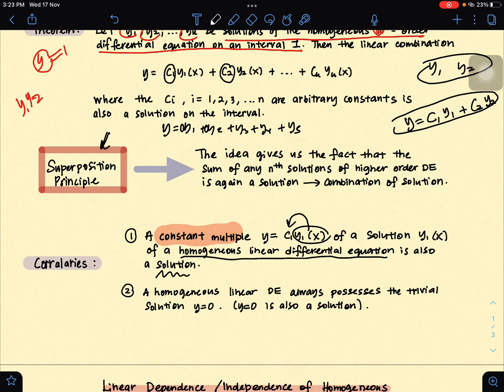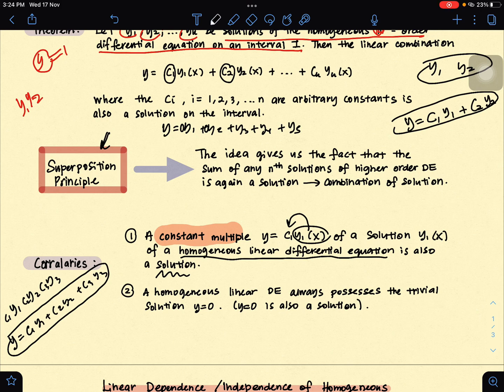Macam saya cakap tadi lah. Okay, kalau kita ada 3 solution, y1, y2, y3. Okay, ketiga-tiga solution ni kita darab dengan constant. Constant yang pertama, constant yang kedua, constant yang ketiga, and then kita tambahkan semua sekali, c1y1 tambah c2y2 tambah c3y3. Keseluruhan ini dipanggil sebagai solution to our differential equation according to superposition principle. And then the corollary number 2 said that a homogeneous linear differential equation always possesses the trivial solution y equal to 0. Maksudnya, y equal to 0 also known as a solution to the differential equation.